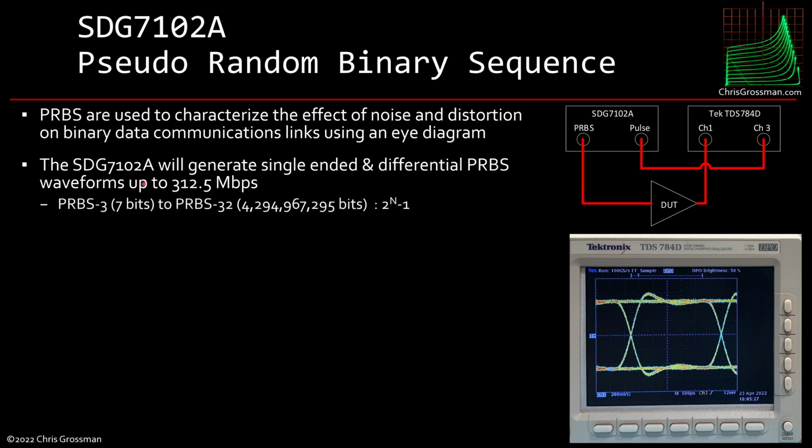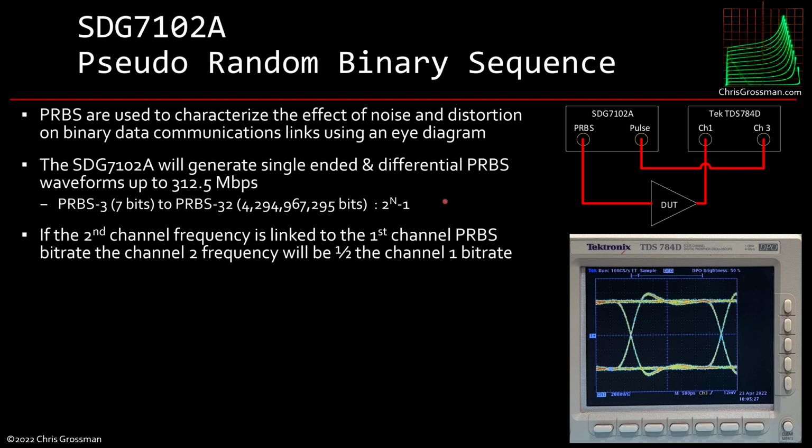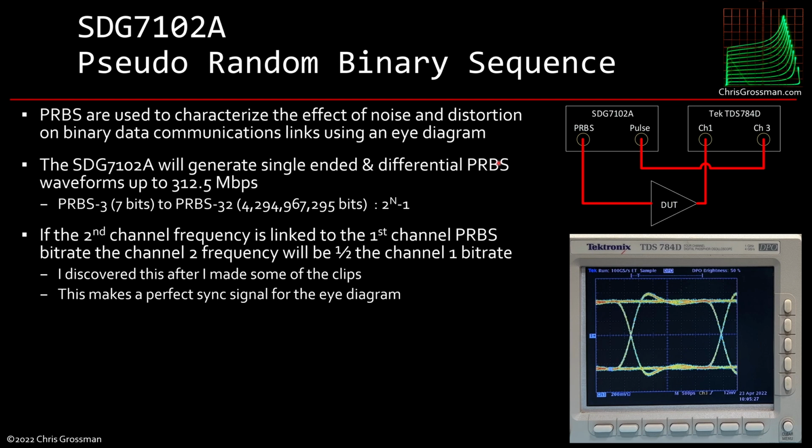And it will do PRBS 3, which is a 7-bit sequence, to PRBS 32, which is over 4 billion bits long, random sequences where the sequence is 2 to the n minus 1 in length. The second channel frequency is linked to the first channel PRBS bit rate, and the channel 2 frequency will be half of that bit rate. I discovered this after I made some of the clips, mostly because I don't like to RTFM. And this makes a perfect sync signal for the eye diagram.